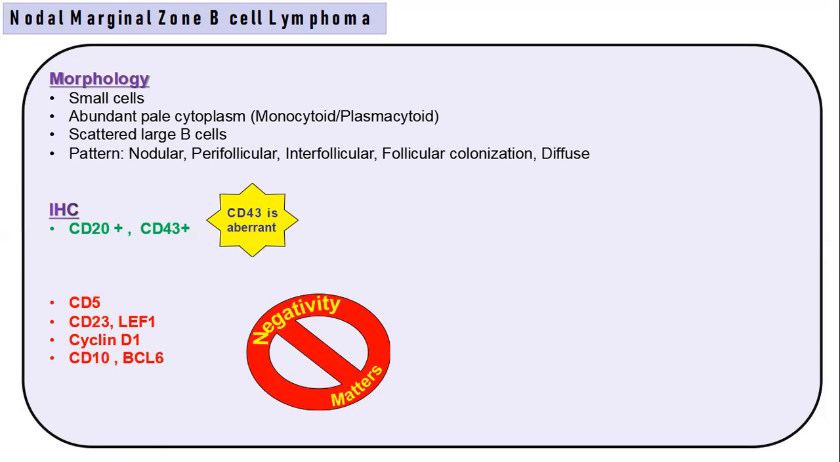And finally, we can apply CD10 and BCL6, which will be negative, and that's how we are going to rule out the follicular lymphoma. We know that CD10 and BCL6 are markers of germinal center. And like we said, it's a marginal zone lymphoma, so it's a post-germinal center lymphoma. So CD10 and BCL6 are going to be negative.